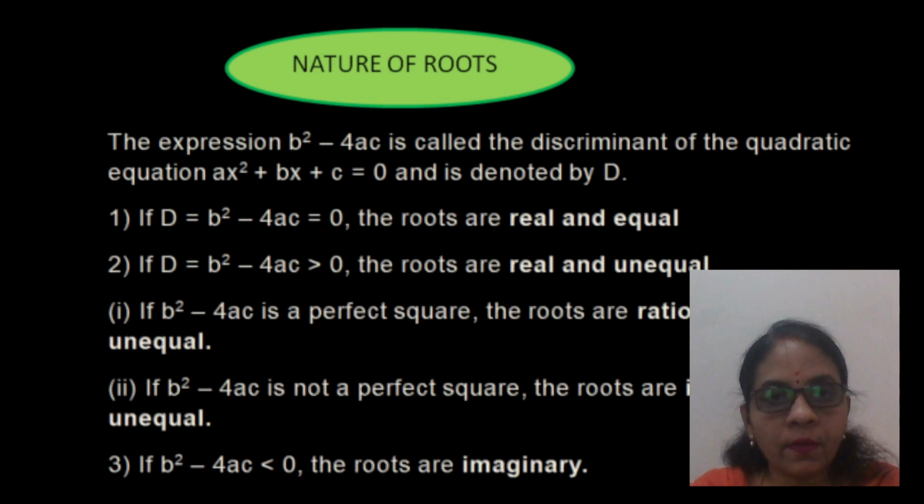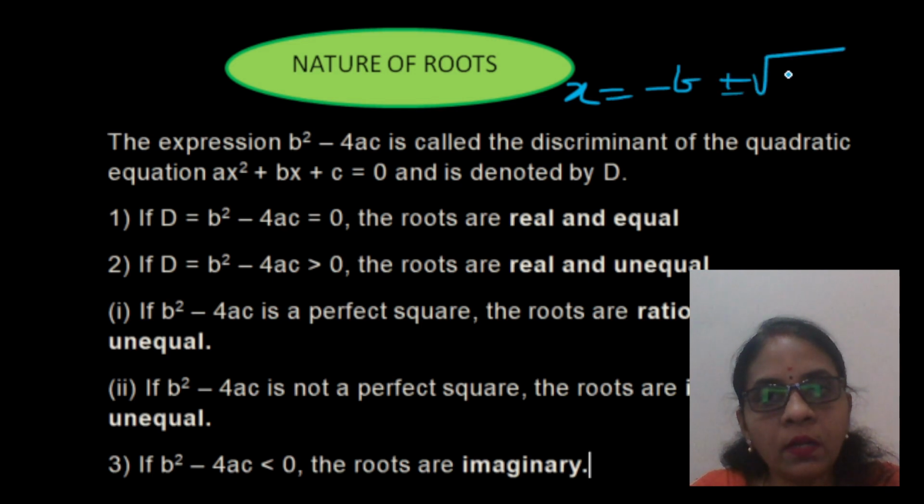The expression b square minus 4ac, as I told you, is the key deciding factor, which is called the discriminant. It is denoted by capital D or delta, as I have mentioned earlier, and this decides the nature of the roots. Let me write the formula once. x is equal to minus b plus or minus root over b square minus 4ac, by 2a.